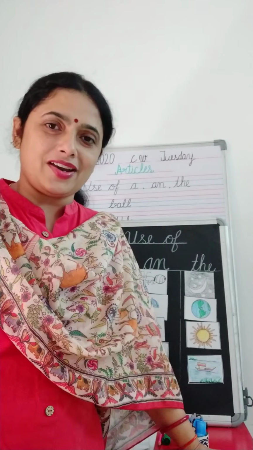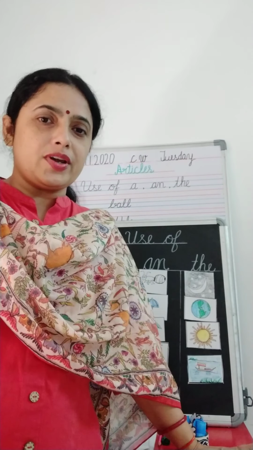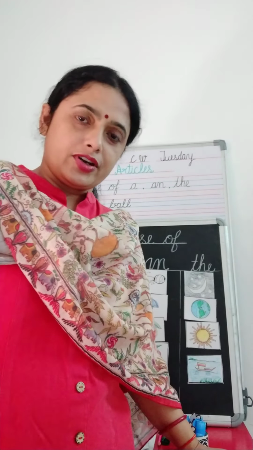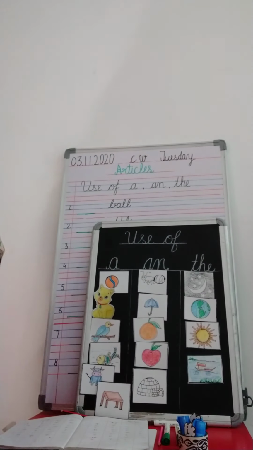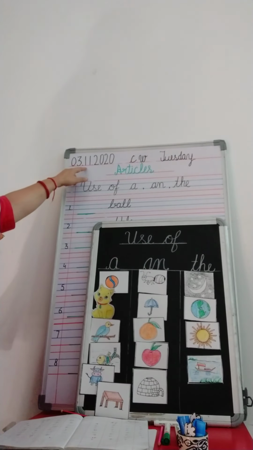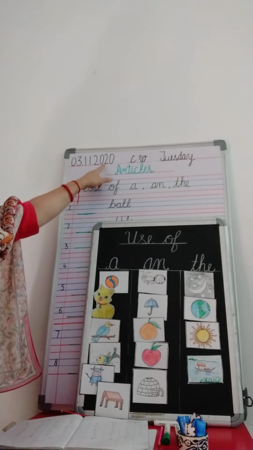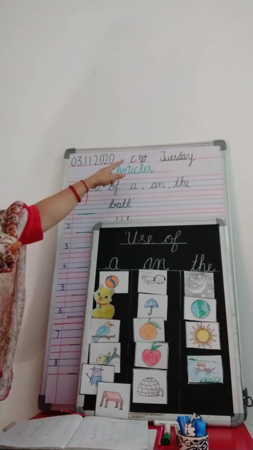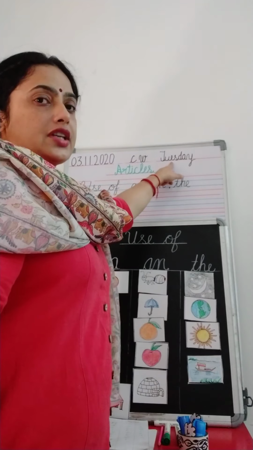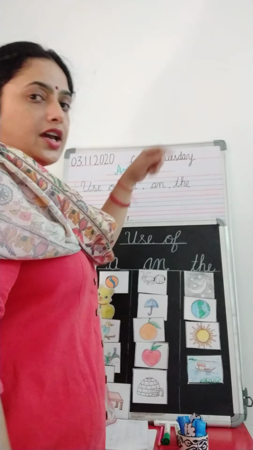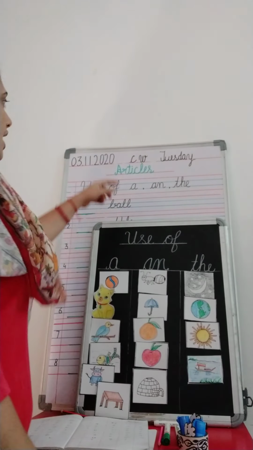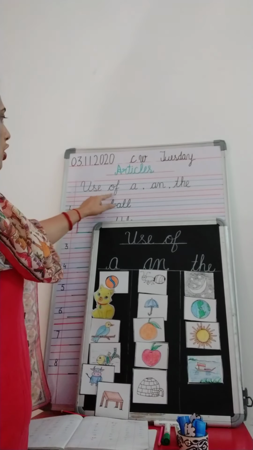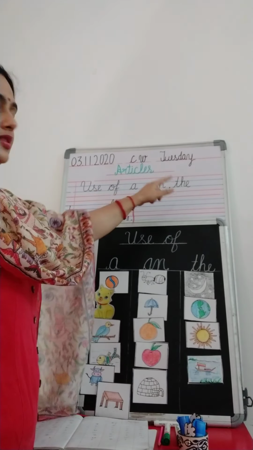Good? Okay. So, we are doing EVS, and today's date is 3rd November 2020, and day is Tuesday. And today's topic is articles. Use of a and the.